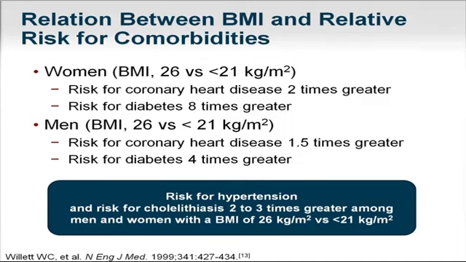As pictured, there is a strong relation between body mass index and risk of coronary heart disease and diabetes in both men and women. For example, risk for coronary heart disease is 2 times greater in women with body mass index over 26, and also risk for diabetes is 8 times greater.